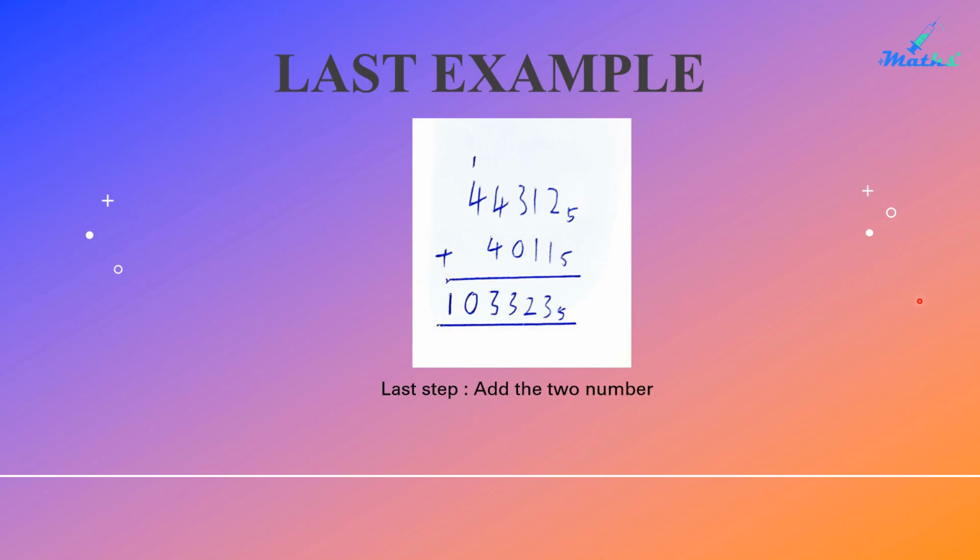Okay, finish. The answer of this is 103323 base 5. It's easy, right? That's the answer. So you must remember, numbers of different bases cannot be minused or added. You need to convert to base 10 first, and convert to the same base.